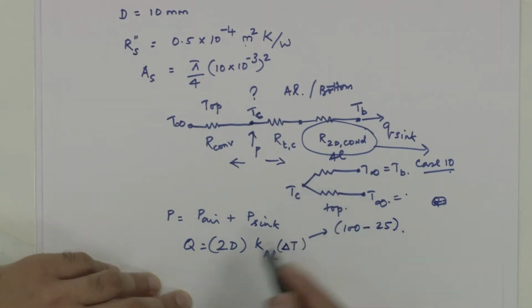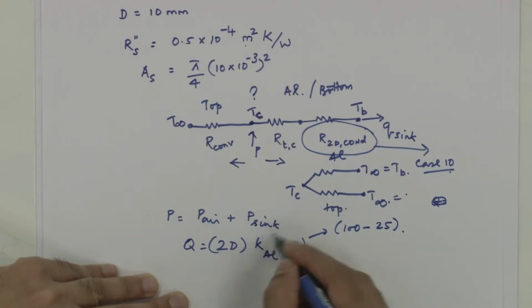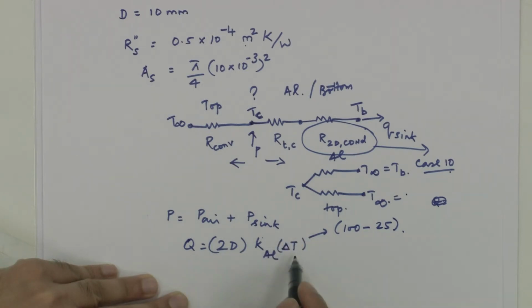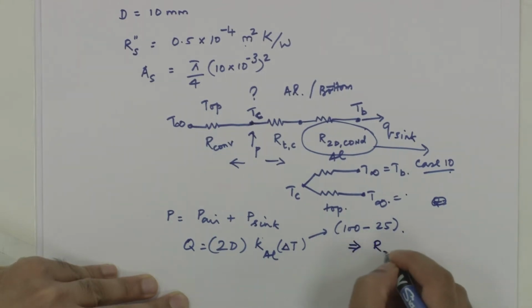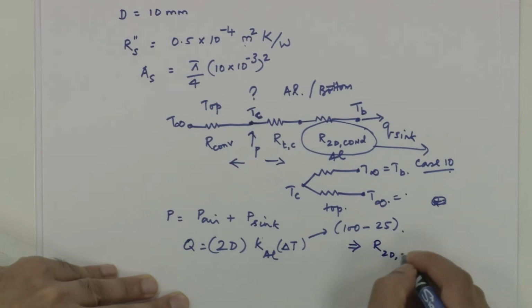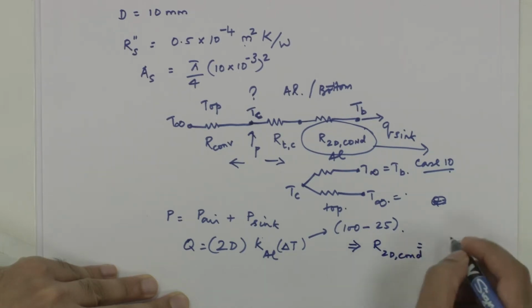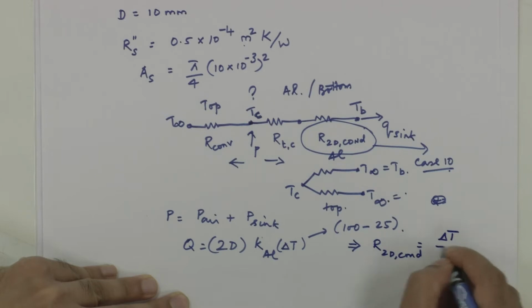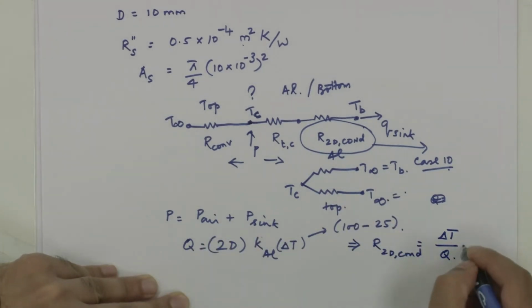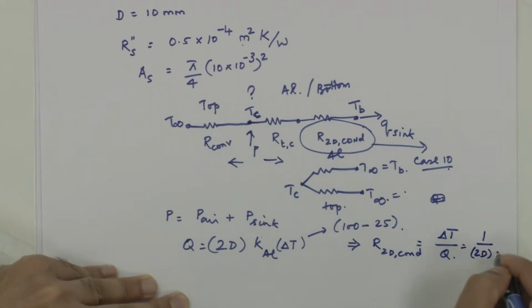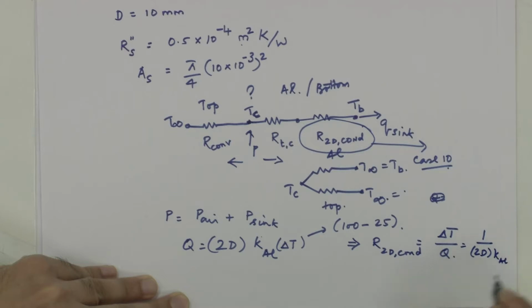This is known, but we need thermal resistance for our resistance network. So, we rewrite the resistance for this 2D conduction as delta T divided by Q, which is nothing but 1 divided by 2D times K of aluminum.